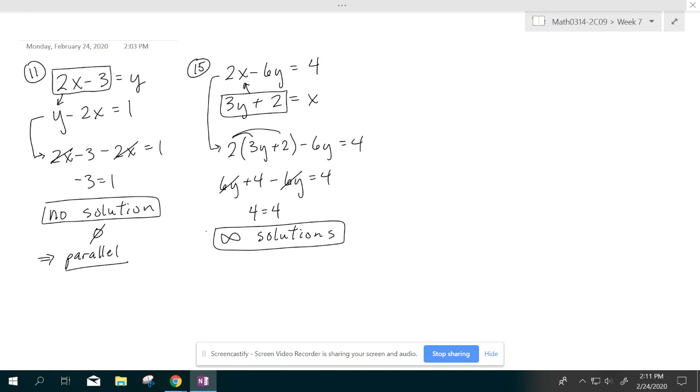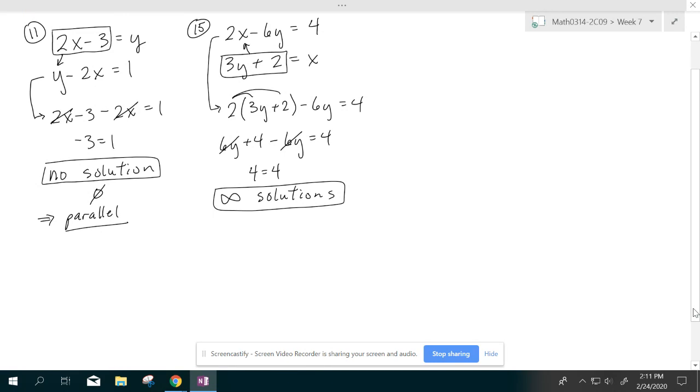So if all of the letters disappear and the resulting statement is false, what does that mean? But if all the letters disappear and the resulting statement is true, what is it? That means that these two lines are laying on top of each other. They're touching everywhere.